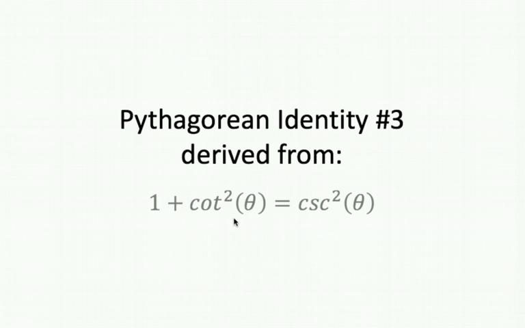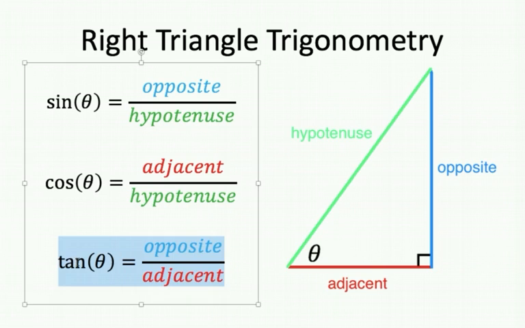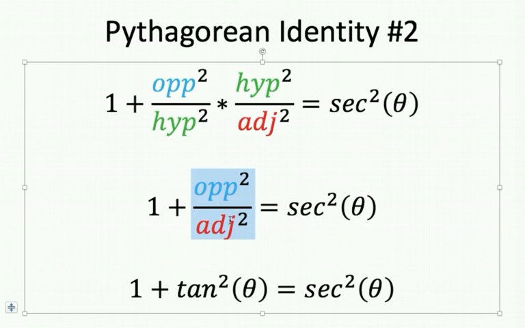Okay, and reminder that opposite divided by adjacent, that we were talking about before, is tangent. So your opposite squared divided by adjacent squared becomes tangent squared. So finally, here is your second Pythagorean identity: 1 plus tangent of theta squared equals secant of theta squared.